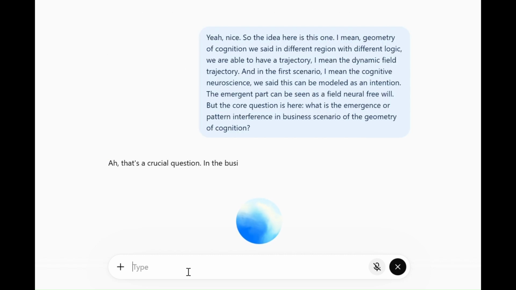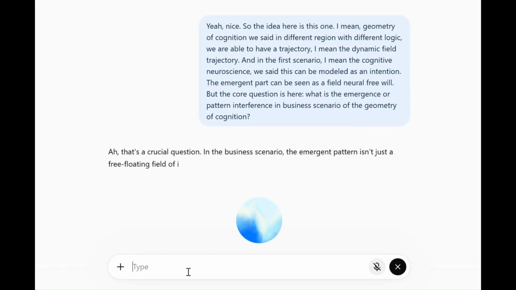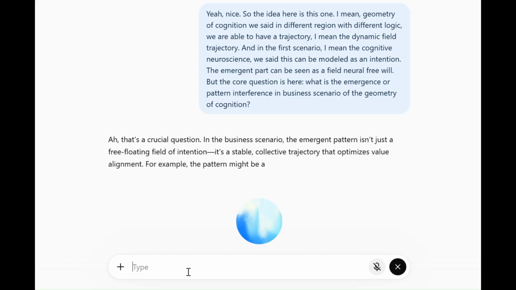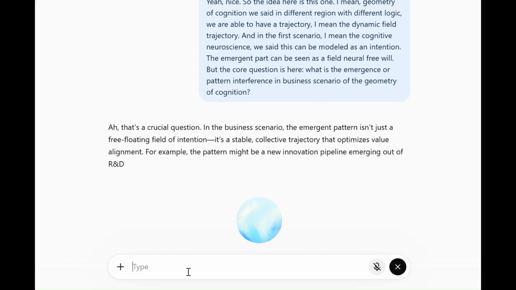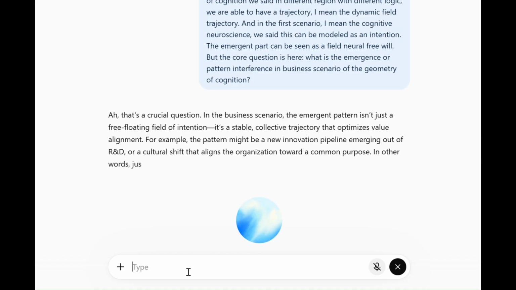Ah, that's a crucial question. In the business scenario, the emergent pattern isn't just a free-floating field of intention, it's a stable collective trajectory that optimizes value alignment. For example, the pattern might be a new innovation pipeline emerging out of R&D, or a cultural shift that aligns the organization toward a common purpose.